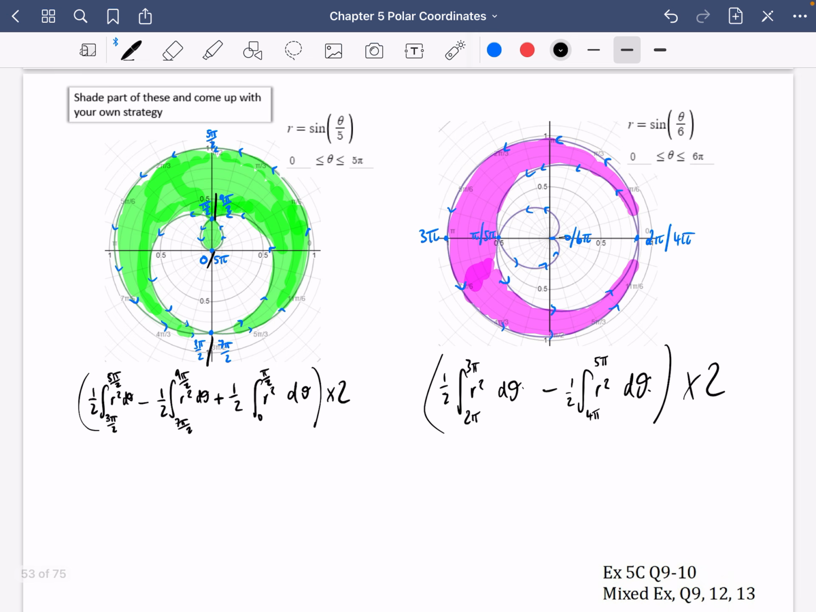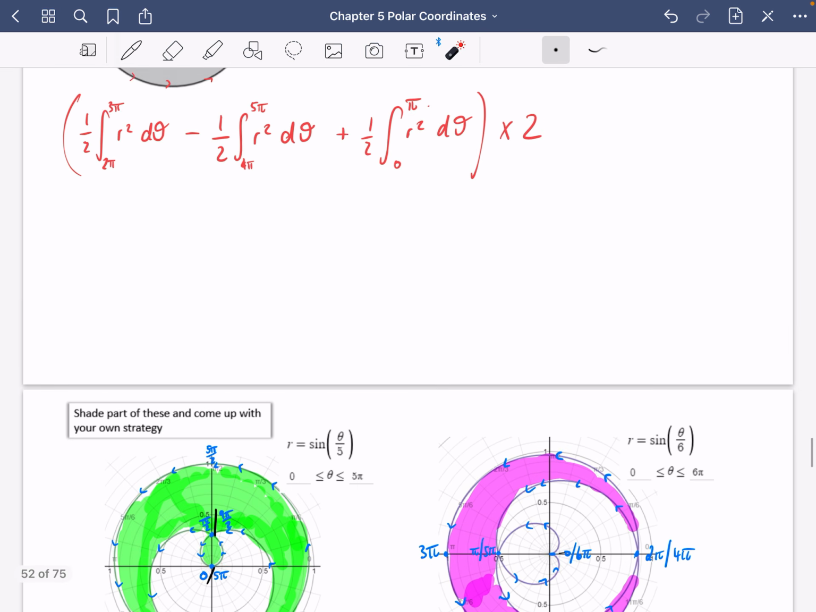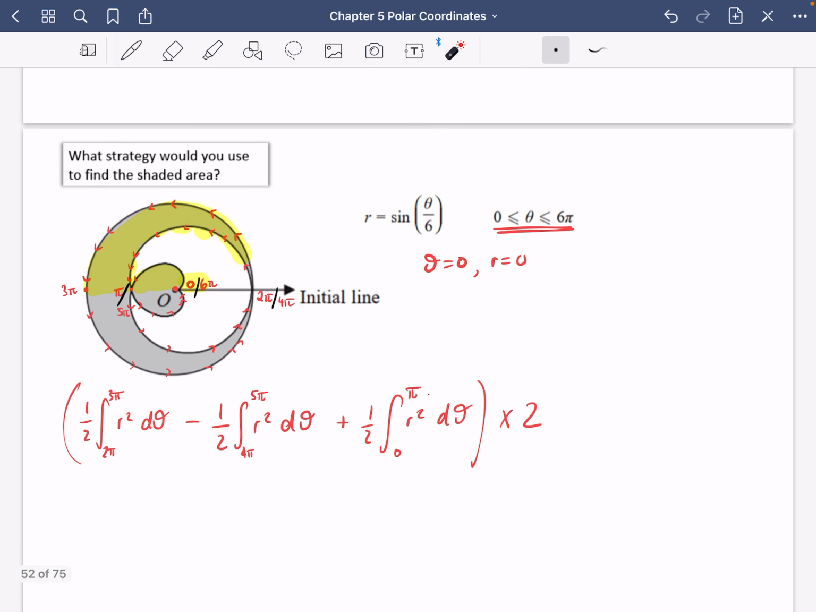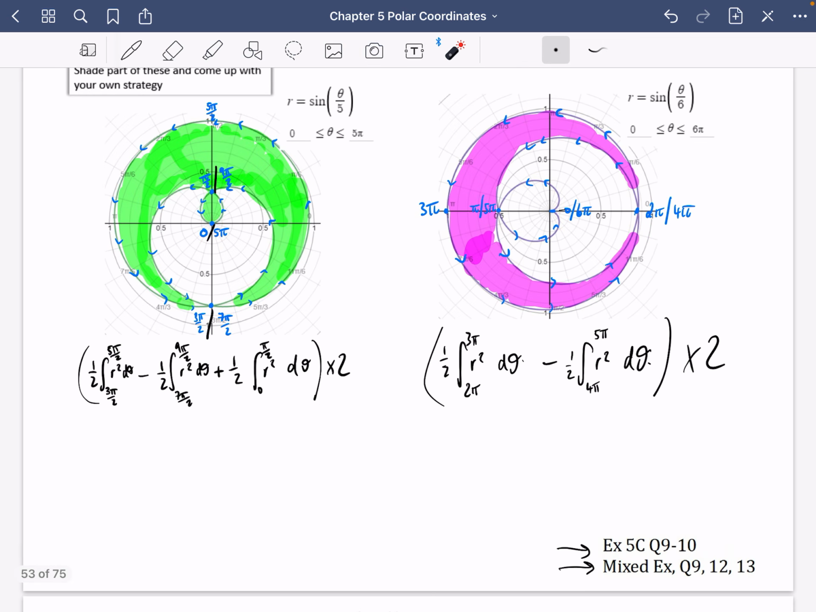You'll see I haven't done loads of the actual integration here, but what I'd like you to try doing is exercise 5C, questions 9 and 10, and then the mixed exercise from chapter 5, questions 9, 12, and 13. There are some exam questions that are like this. There aren't loads of these that are similar in the textbook, but this one and this one, you're going to see this question come up in an exam very, very soon. And we're going to try that in just a second. Okay, good luck with those questions.